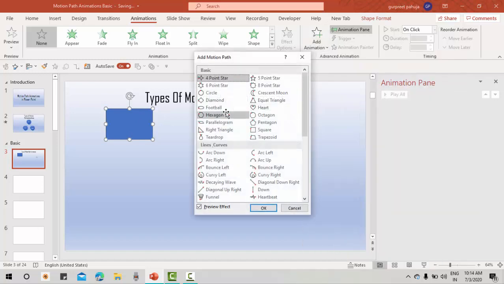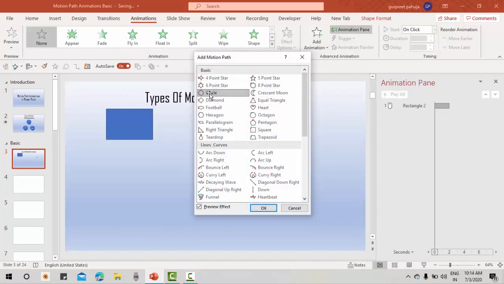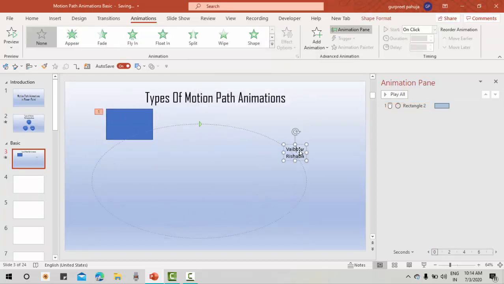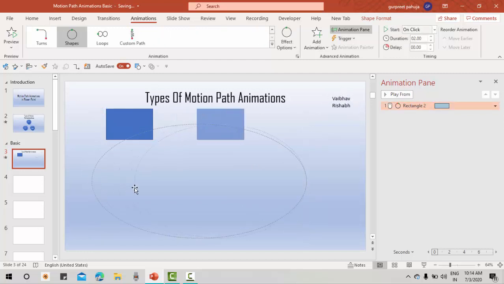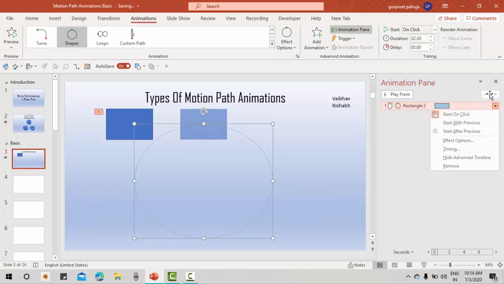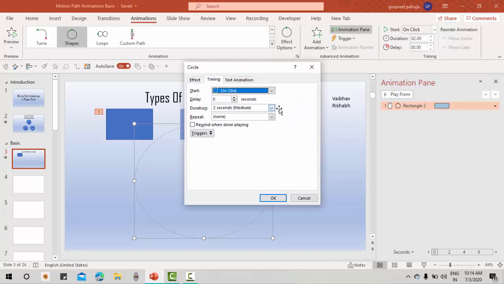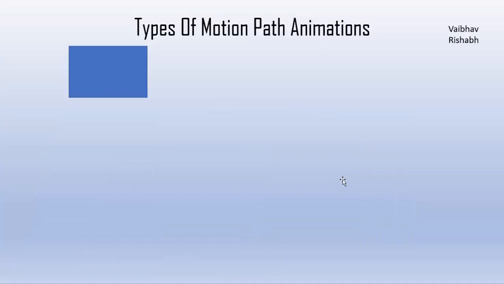More motion path. You have circle. So if you see circle, again if you want to, it's an oval shape, you can make it a circle basis your requirement. So you can go to effect options, timing, you can do it for 5 seconds maybe, and let's see how it goes.